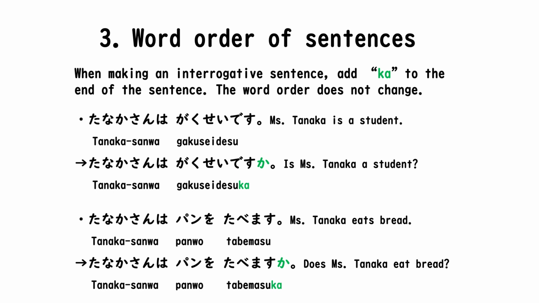The same is true for adjective sentences. The next example is a verb sentence. In the sentence, 田中さんはパンを食べます。Miss Tanaka eats bread. Add ka at the end of the sentence to say, 田中さんはパンを食べますか? Does Miss Tanaka eat bread? The word order does not change.